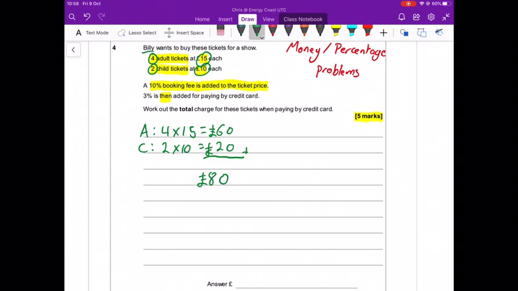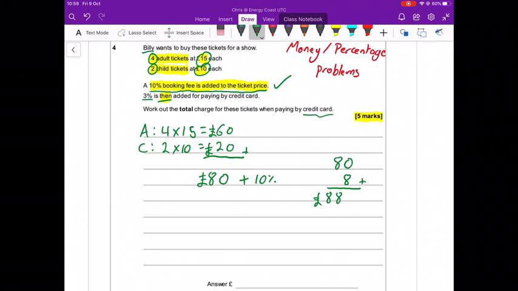So we spent £80, then we get onto the percent thing. A 10% booking fee is added to the ticket price. So I need to do £80 add 10% of whatever that is. So I'm going to do £80 add, what's 10% of £80? It's £8. So I add those things and I've got £88. So that's this bit dealt with. Then we're just moving on to the bottom bit. 3% is then added for paying by credit card, and this guy is paying by credit card.